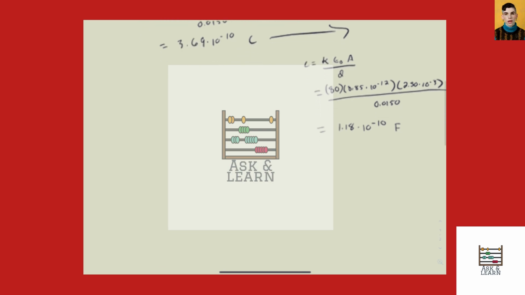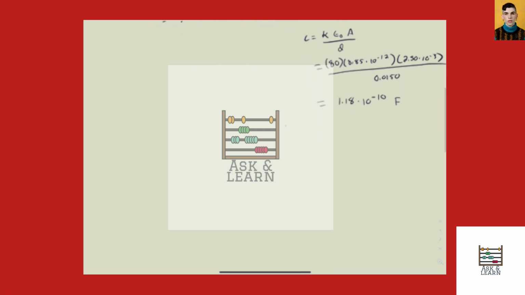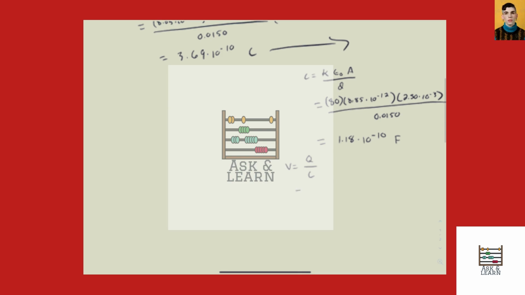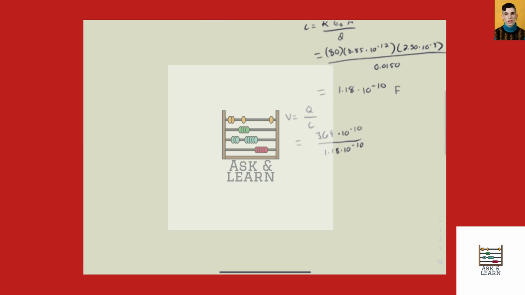Now the potential difference is pretty simple. We just take the charge and divide by the capacitance. And we already know both of these. So the charge is 3.69 times 10 to the minus 10. And the capacitance is 1.18 times 10 to the minus 10. So we get 3.13 volts.